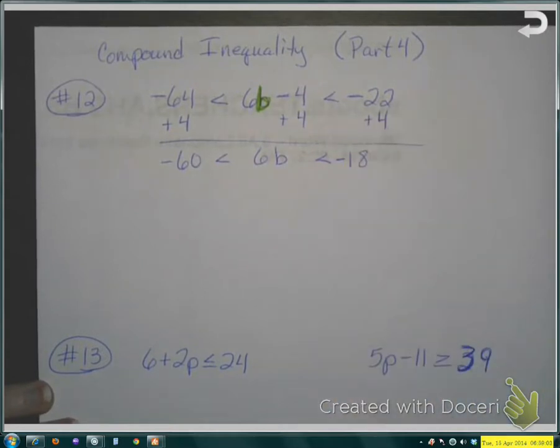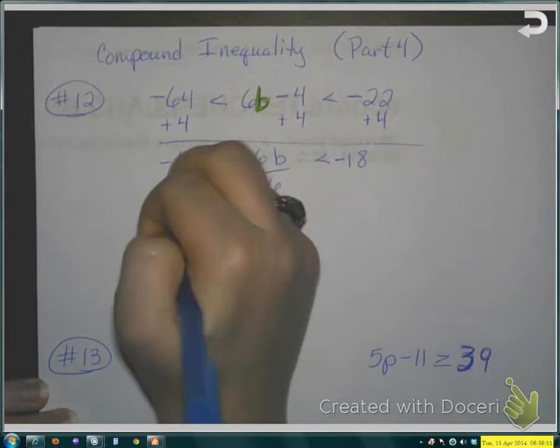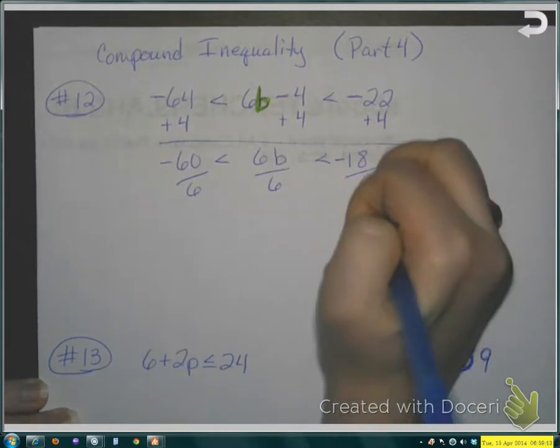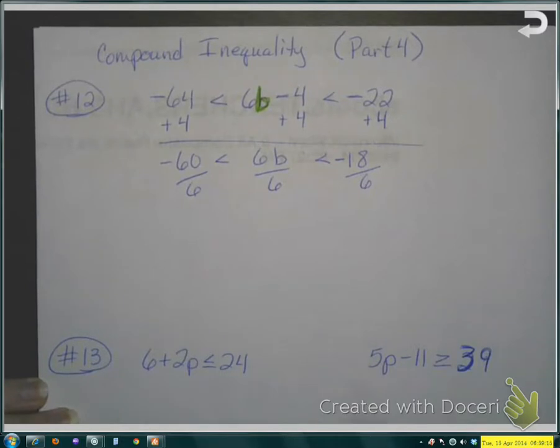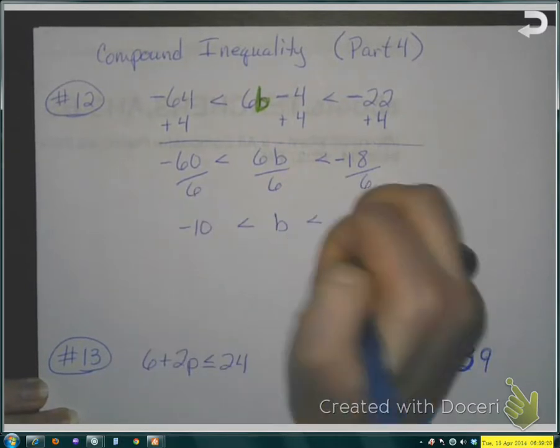Okay? So now what would I do? Again, I want b by itself. Okay? I would divide by 6. Alright? Well, I got to do that in all 3 pieces. So divide by 6, divide by 6. Okay? I get negative 10 less than b less than negative 3.